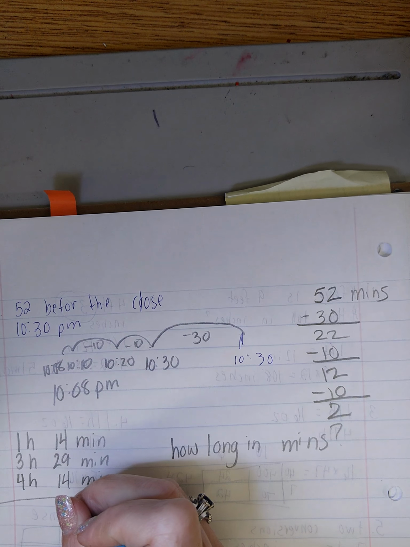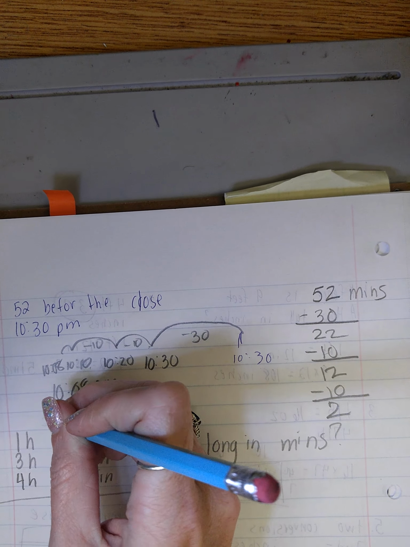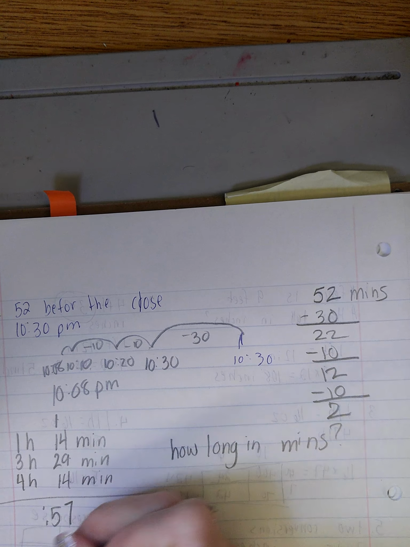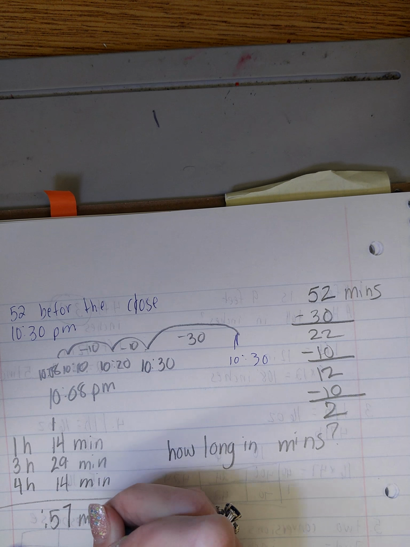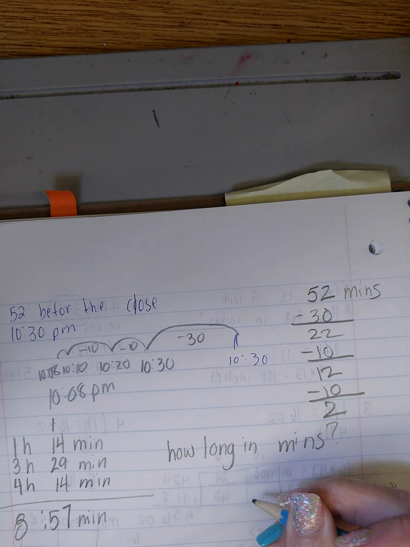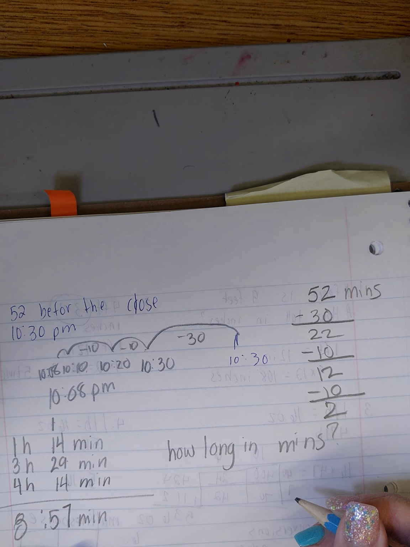4 and 4 is 8, plus 9 is 17. Regroup a 1. 1 is 3, plus 2 is 5. That's 57 minutes, and I can leave that. That's okay. 1, 4, and 3 is 8. So that's 8 hours and 57 minutes.